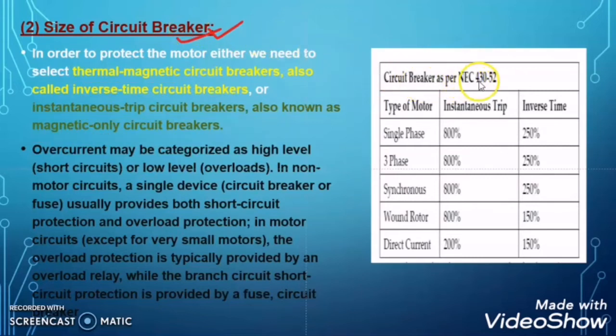As per the NEC 430.52 standard for circuit breaker selection for a 3-phase induction motor, it states that if you are selecting the instantaneous type circuit breaker, then choose the multiple of 800% of the full load current to get the instantaneous trip circuit breaker rating. And if you are selecting the inverse time type circuit breaker for the motor, then use the multiplication of 250% of the full load current for the inverse time circuit breaker rating.